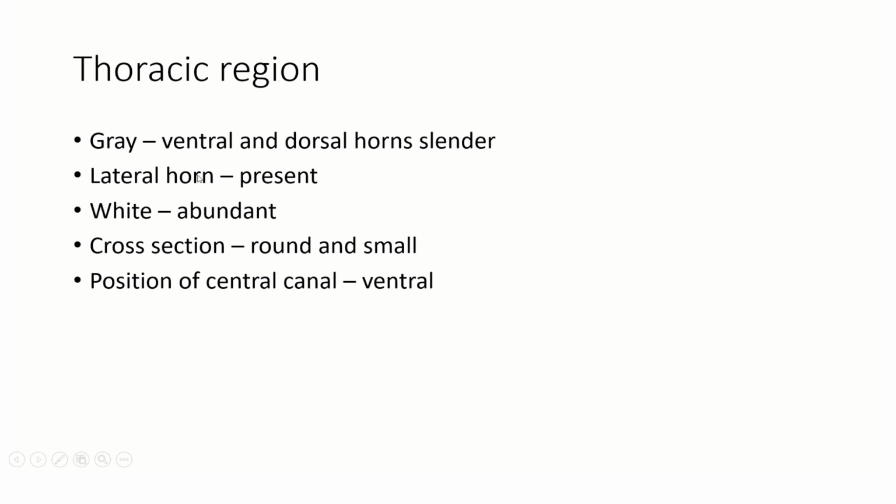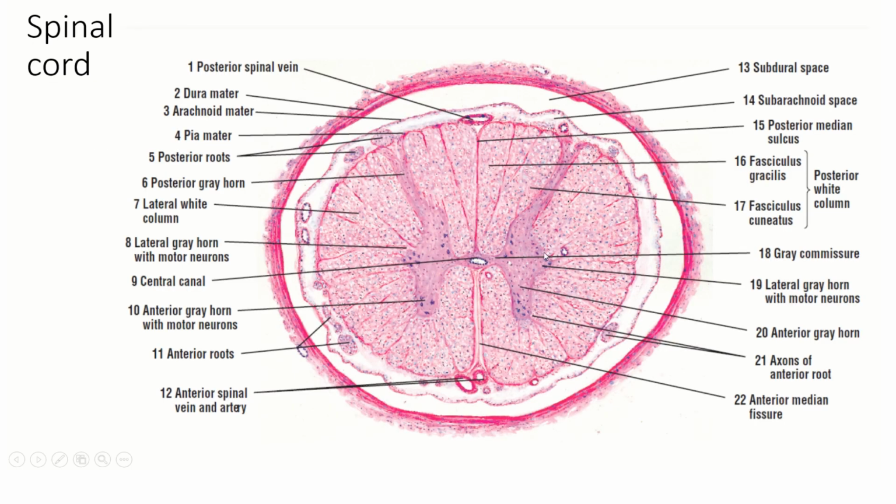In the thoracic region, the gray matter is like this: ventral and dorsal horns are both slender. Lateral horn is present, the autonomic component. White matter is abundant. Cross section is round and small. Position of the central canal is ventral. You can see here, the position of the central canal appears almost like it is at the center, but there is a slight deviation to the ventral side.